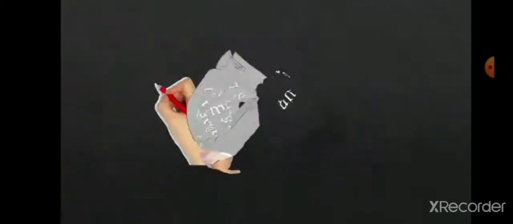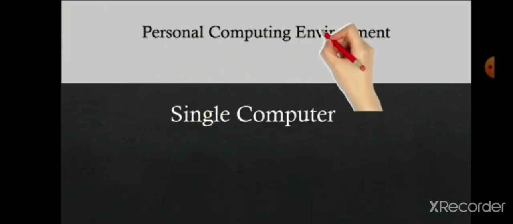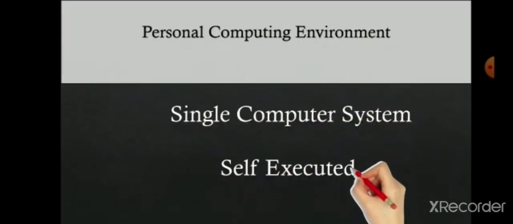Before we move on to different means and ways to make your computer secure, we are going to talk about personal computing environment. In the personal computing environment, there is a single computer system and all the system's processes are available on the computer and are executed by the computer itself. Some of the devices that use personal computing environment are mobile phones, laptops, desktops, printers, and other electronic devices.